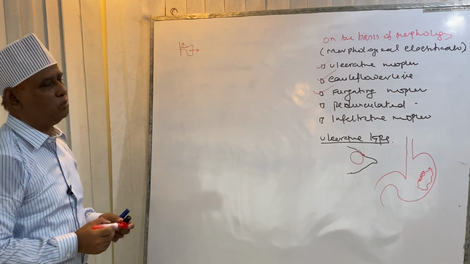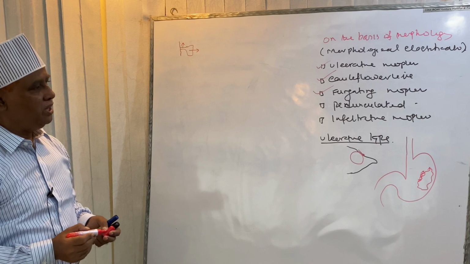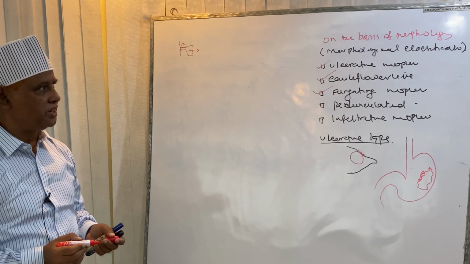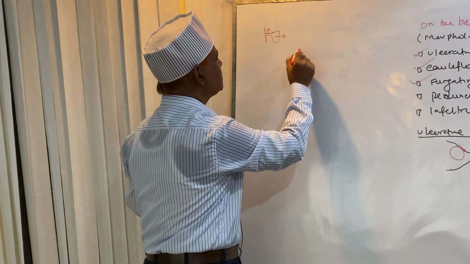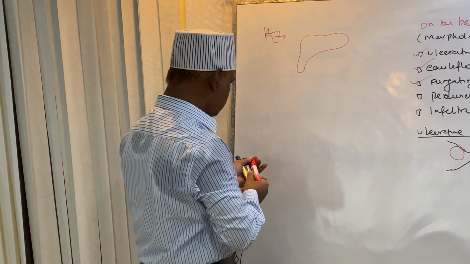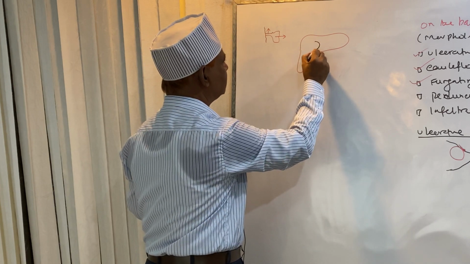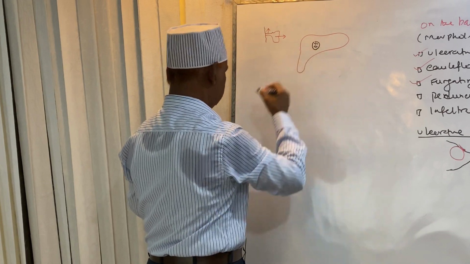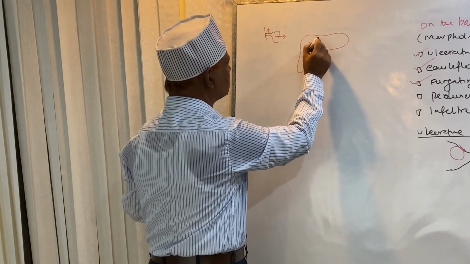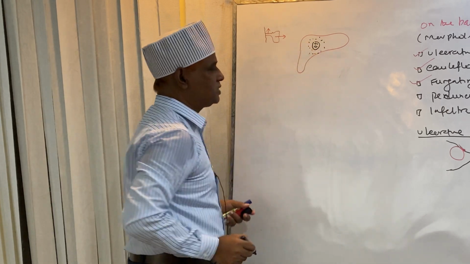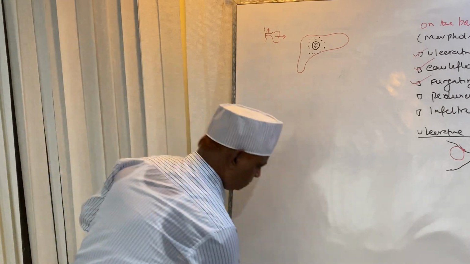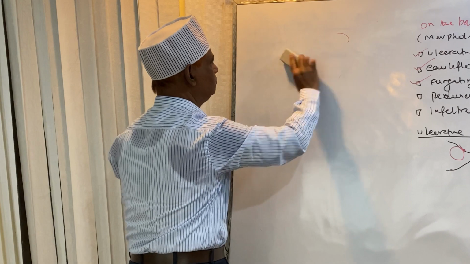This is the pedunculated type. Now come to the infiltrative type. What do we mean by infiltrative type? Suppose this is a liver, and within the liver there is a cancer. If the cancer cells infiltrate in between the hepatocytes, then it is called an infiltrative type of neoplasm.